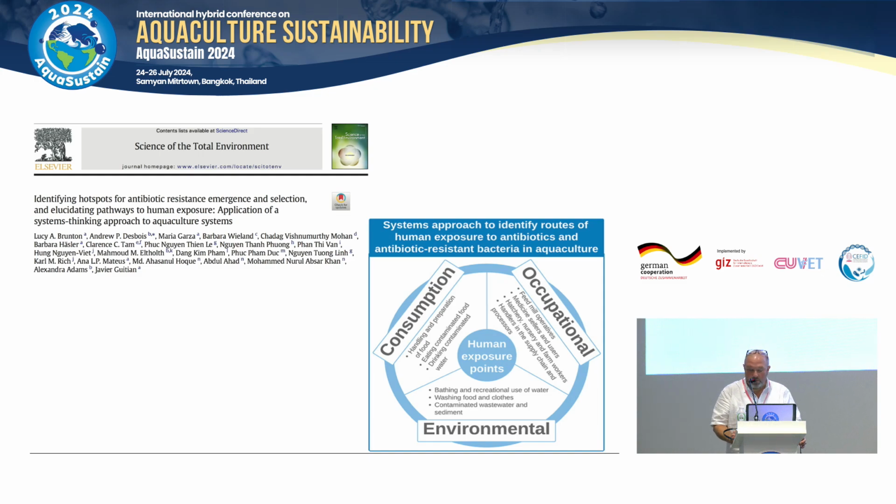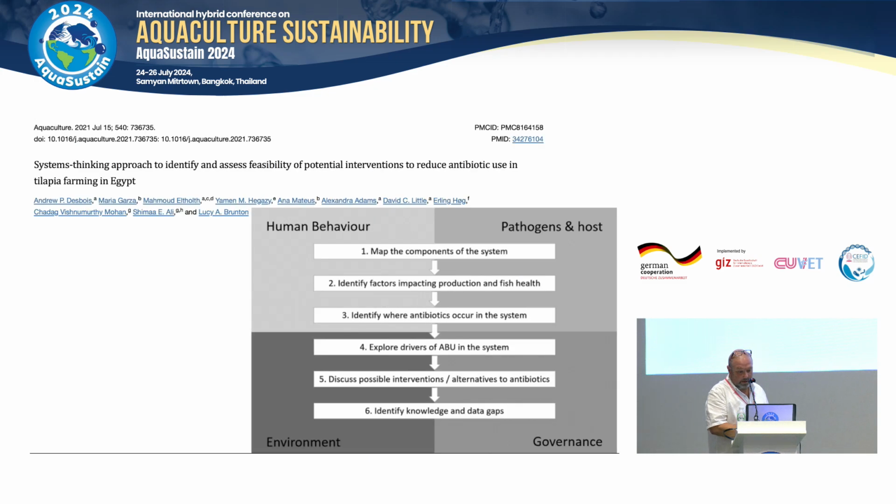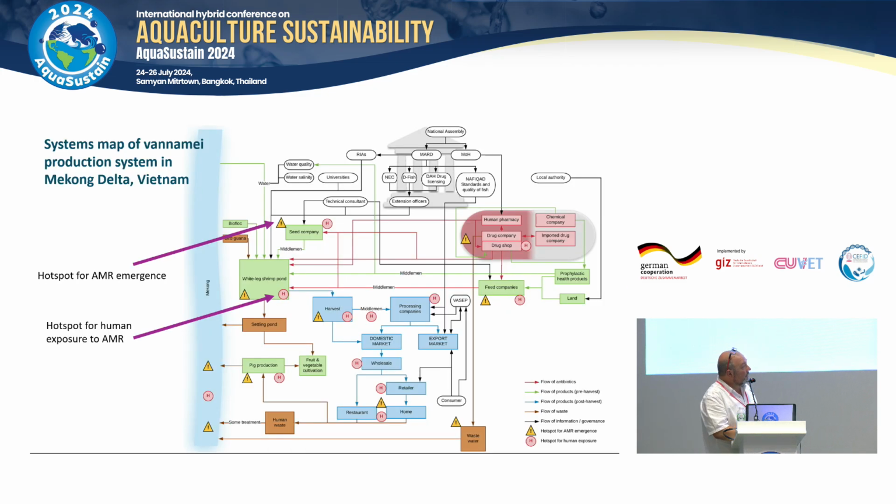This is one of the other papers, again involving quite a few people in this meeting, this time looking at hotspots for antibiotic resistance emergence and selection, and where humans get exposed to it as part of the aquaculture system. So they looked at these human exposure points, and they looked at where that could happen in terms of consumption, the occupational exposure of the people involved, and environmental aspects, and then they came up with this map here. Obviously we're not going to go through this in major detail, but I've just illustrated a couple of the symbols here that they use to indicate hotspots for AMR emergence and hotspots for human exposure to AMR.